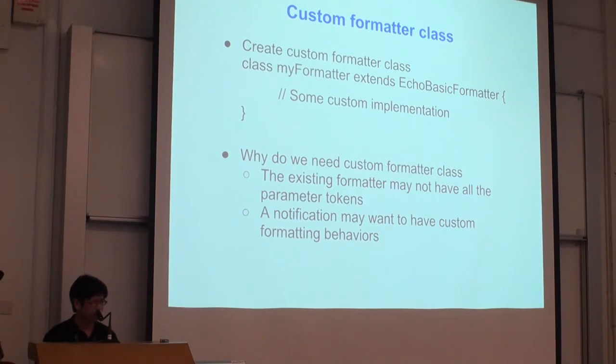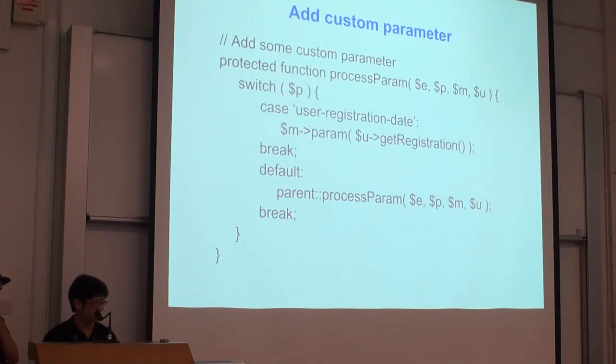So the custom formatter class. In some cases, you may want to create your own formatter class, because some of the existing formatter classes may not have all the parameter tokens a particular notification wants, or you want your own custom formatting implementation or behavior. So having a custom parameter, basically, in the custom class, all you need to do is define a function called class param, and this will override the parent method. In this example, I'm creating a user registration page token and passing it to the message after. And if nothing is matched, it goes back to the parent method.